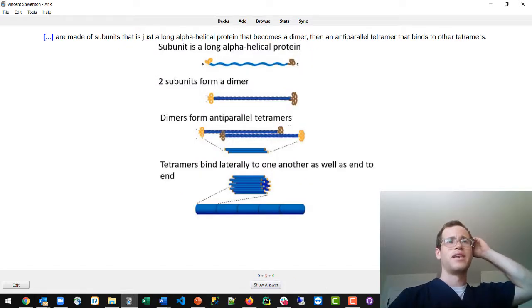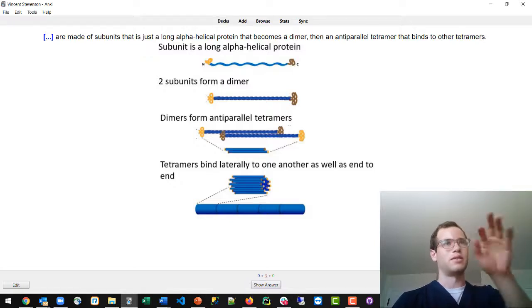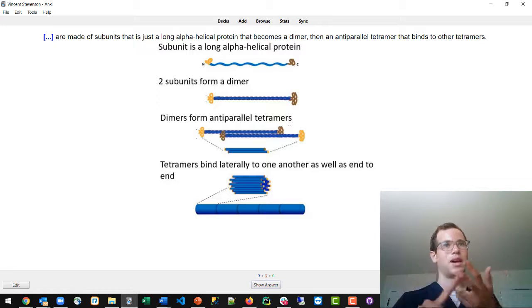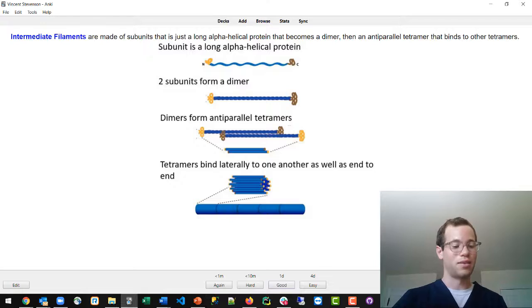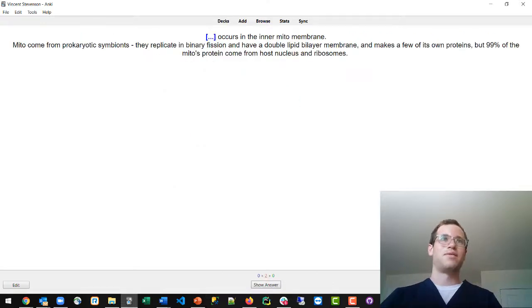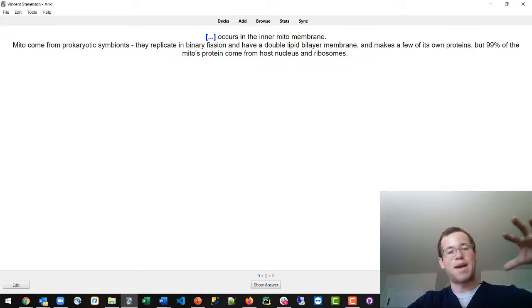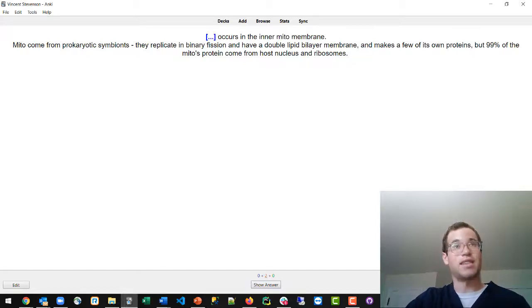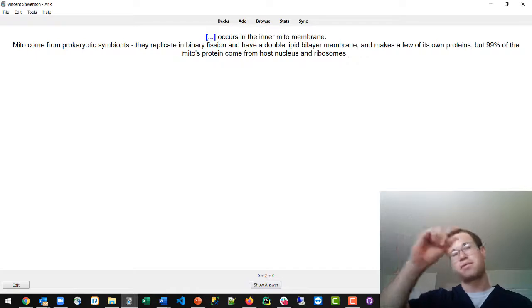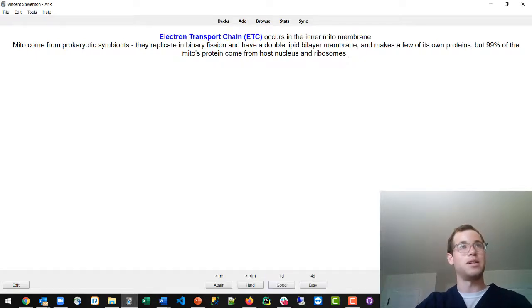And then we've got the actual intermediate filament structure here, talking about the subunits, how they come together to form the alpha helical proteins that are dimers, antiparallel tetramers, and then ultimately they become intermediate filaments. And finally, we're almost there, oxidative phosphorylation occurs in the inner mitochondrial membrane. So we are going to have the electron transport chain happening in that inner mitochondrial membrane itself, and that's where we're going to actually produce all that ATP.